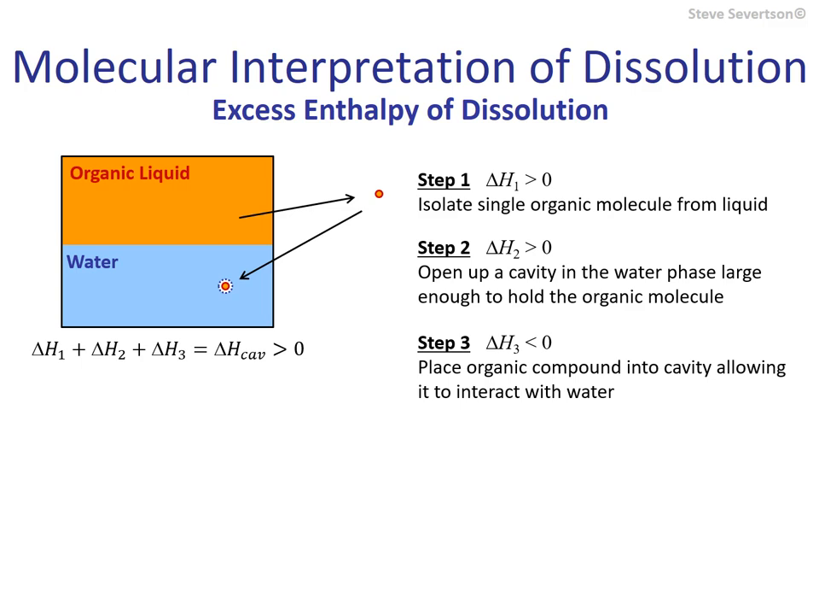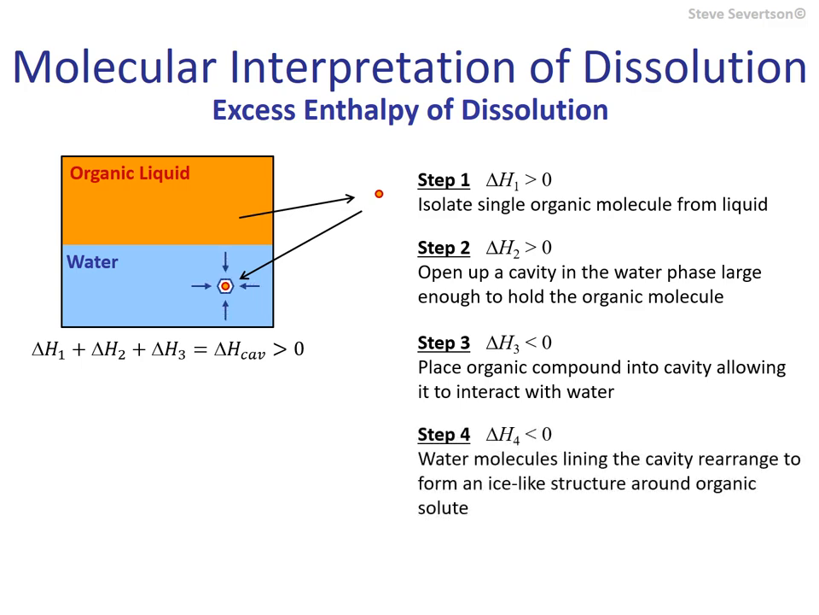But in the case of water, one more term must be considered. Earlier in the course, we discussed the unique structure of water. This provides for a fourth step in which water optimizes hydrogen bonding around the non-participating, non-polar component of an organic solute, forming clathrate-like hydration shells. This reduces the enthalpy, that is, delta H4, designated oftentimes as delta H_ice, is less than zero. It's important to emphasize that there is no ideal enthalpy of dissolution. The excess value is the enthalpy of dissolution.